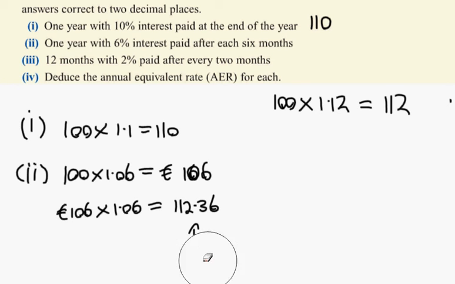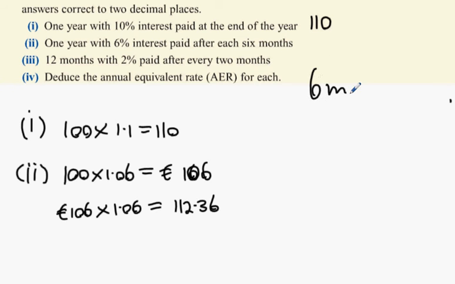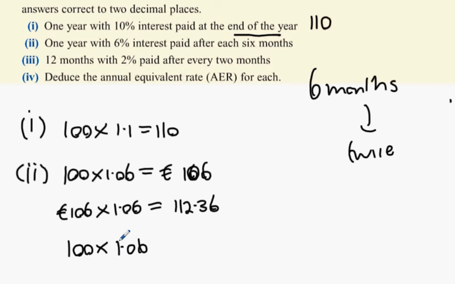Yeah, that's another way of doing it. Another way of doing it is you count how many increments you have per year. So if it's every 6 months, it means you do it twice a year. And if you invested for a full year, you can just do it as 100 multiplied by 1.06 to the power of 2, and that will also come out as 112.36.